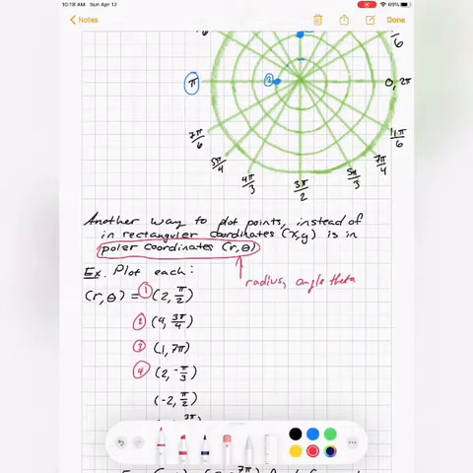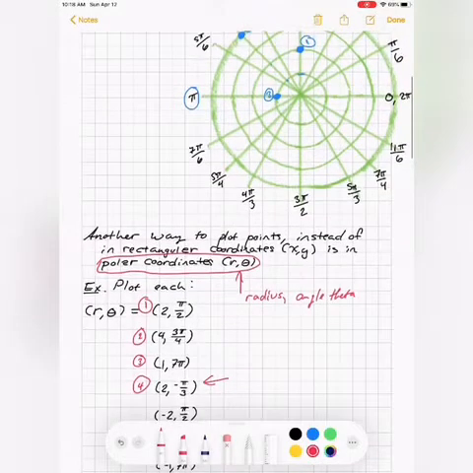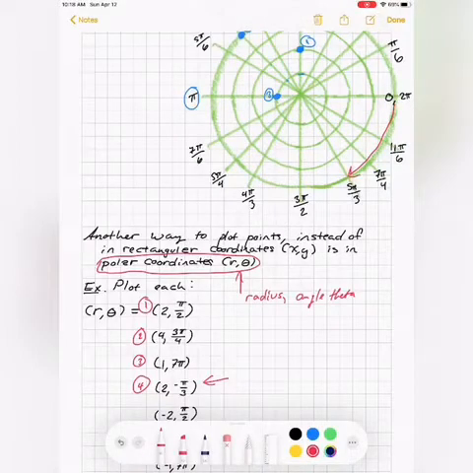Okay, number 4, we've done these before where I have a negative angle. That just means I go clockwise. So I'm going to go that direction, right? So there's negative pi over 3. And the radius is 2. It's here.